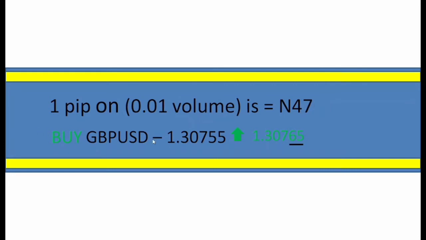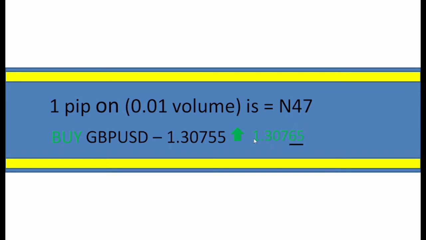Sorry, let me go back to the slide. You will need 1.30755 USD to buy 1 GBP. Just like in Naira, currently I think the exchange rate is about 173 or so. So you will need 173 Naira to buy $1. That is the same thing in this place here.